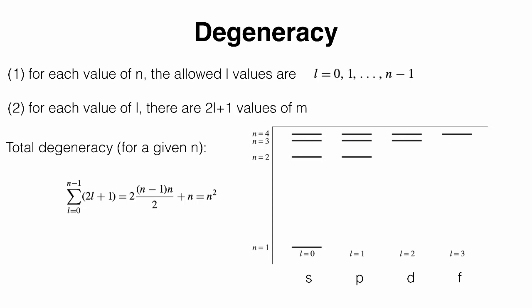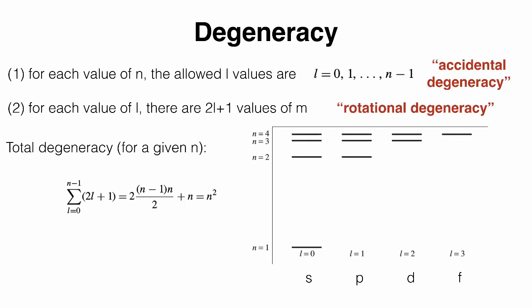This is a simple series that we can calculate, and we find that the degeneracy of each state is in fact n squared. If you include the spin, it's going to be 2n squared. So the degeneracy goes as n squared. This is a mixture of accidental degeneracy and of rotational degeneracy.